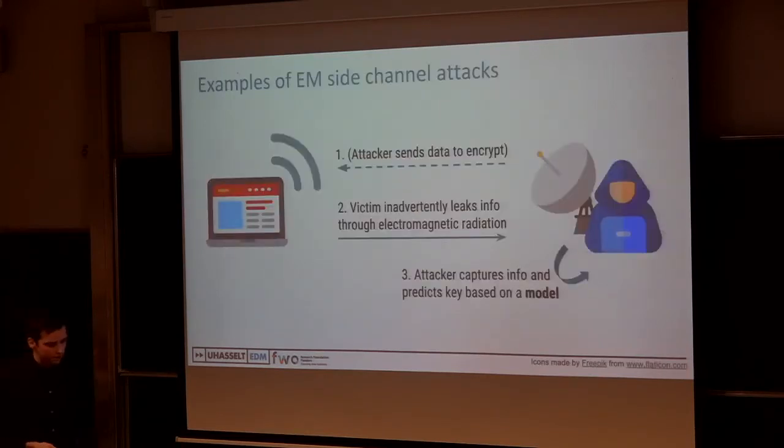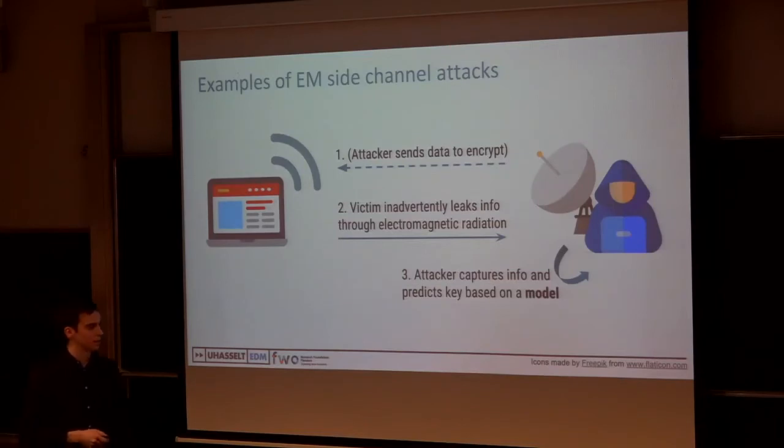So how does the general attack methodology work? As an attacker, you would first communicate with some kind of, for example, web service. You would send some data for the LoRa device to encrypt. The gateway will forward it to the LoRa device, and the LoRa device will have to respond, so it will have to do an encryption. And by doing that, it will leak some information through the electromagnetic channel. The attacker can then capture this information and perform some analysis.